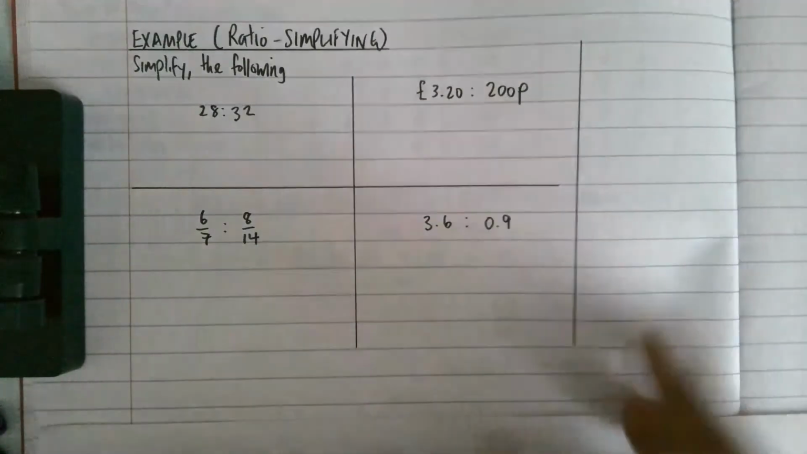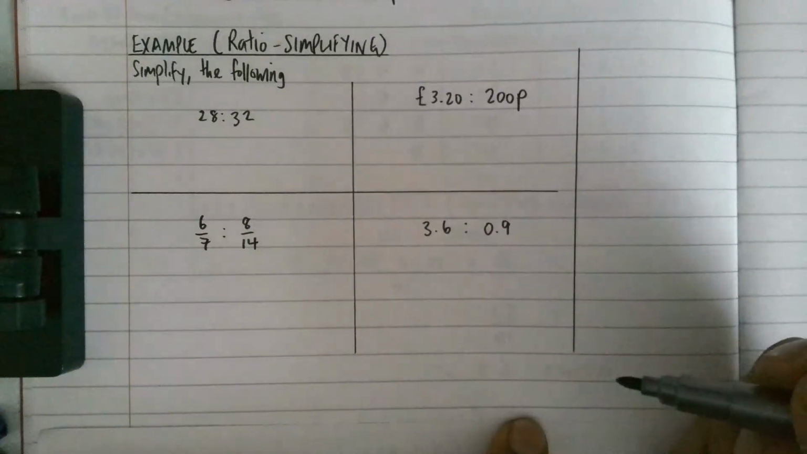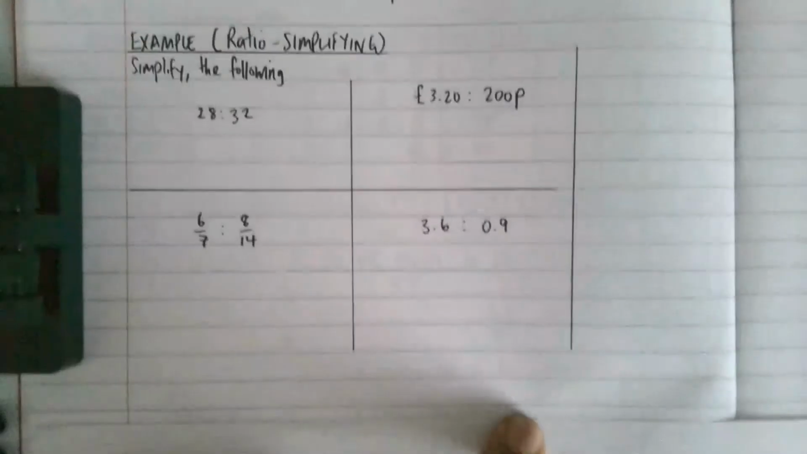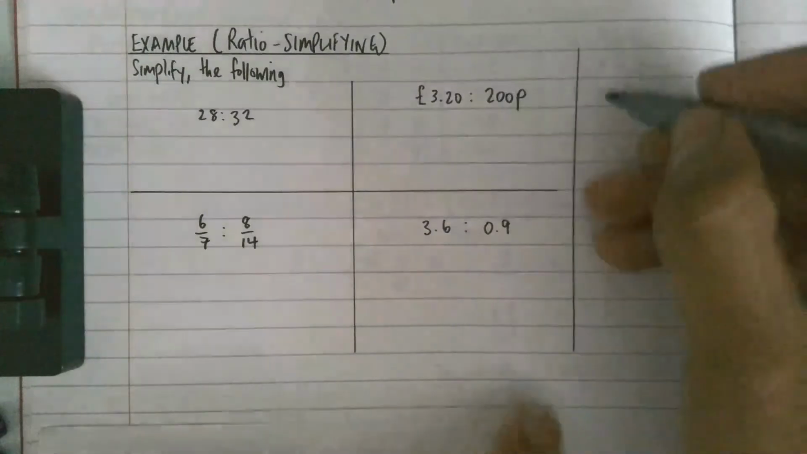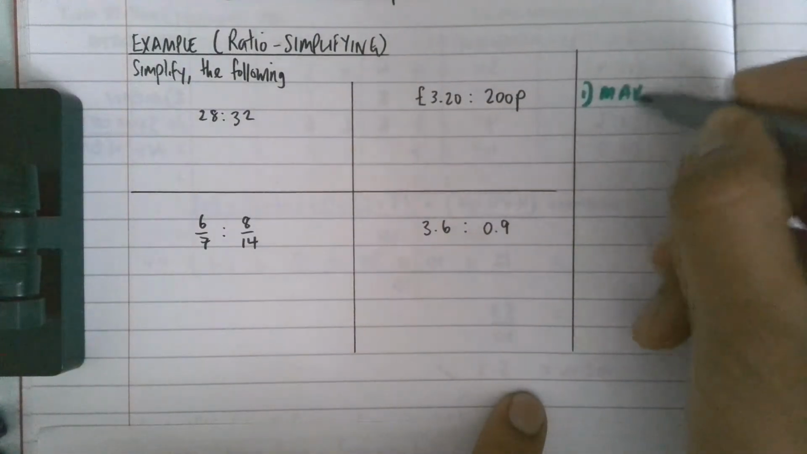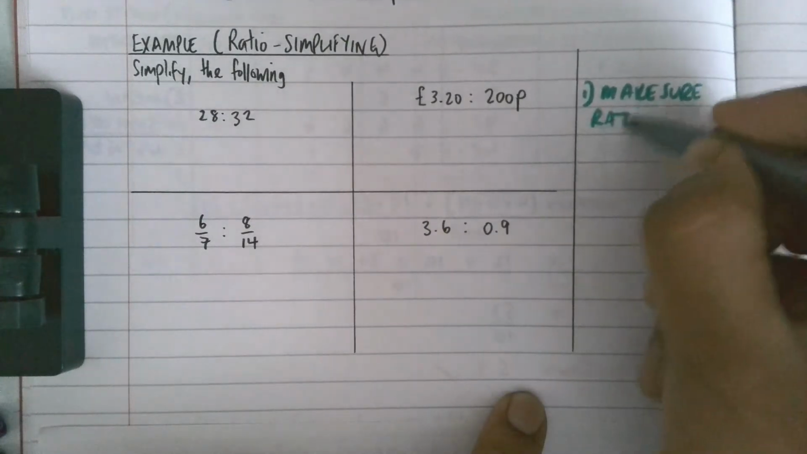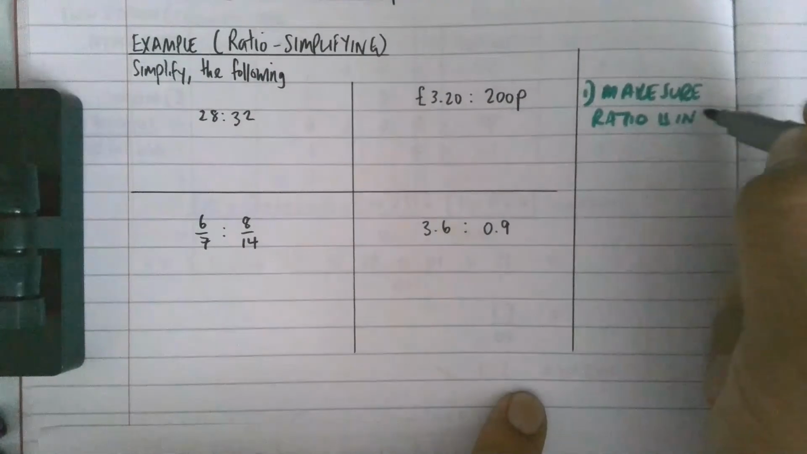We're going to be looking at how to simplify ratios very generally, okay? So we're looking at 4 different types of ratio, and each of them have one thing in common: they have to be in the right form before we can simplify. So we need to make sure the ratio is in the right form before we simplify.